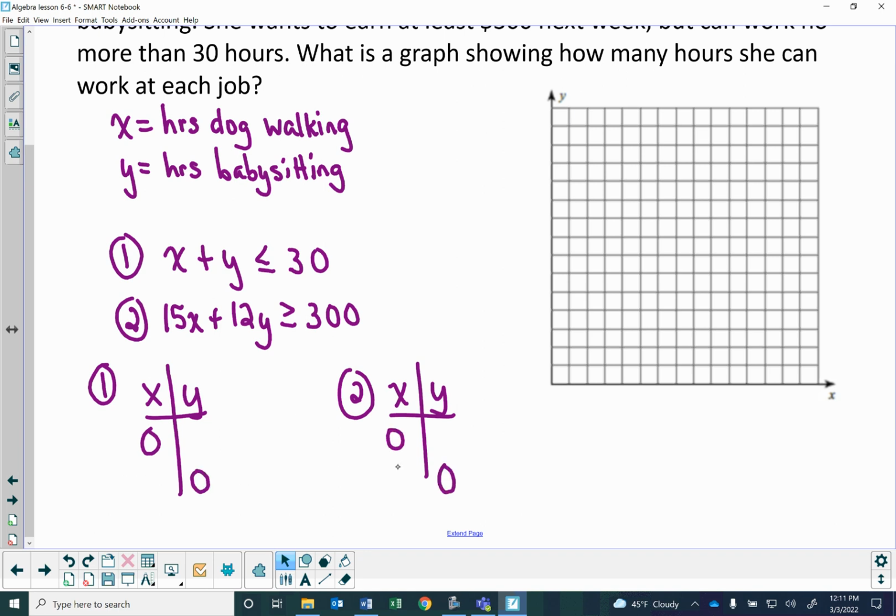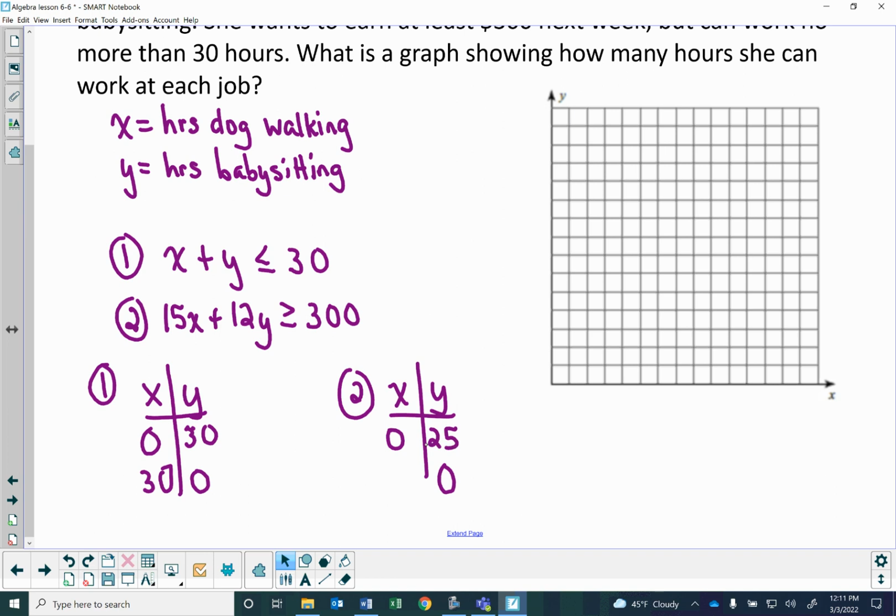So in equation 1, if x equals 0, y is equal to 30. And if y equals 0, x is equal to 30. That was fairly simple. In equation number 2 here, if x is equal to 0, we have 300 and we divide it by 12. If you take 300 divided by 12, you get 25.